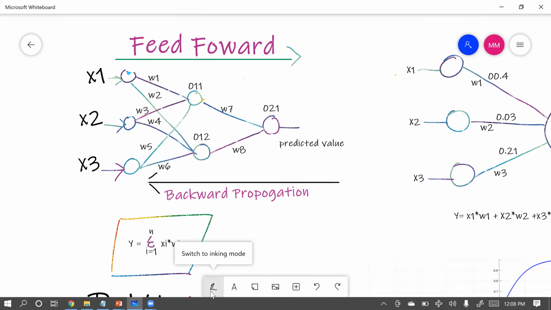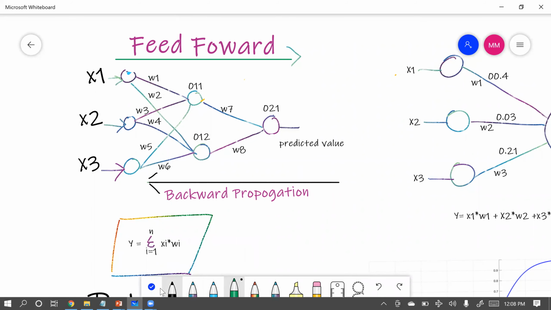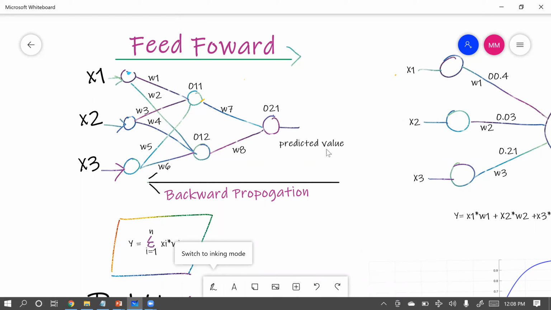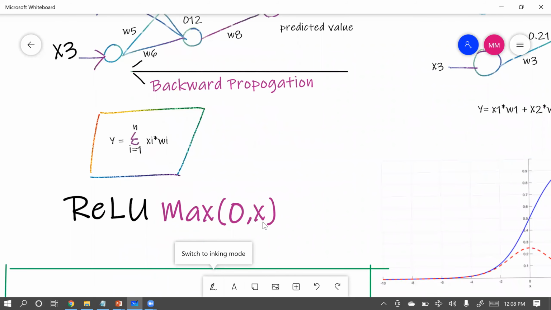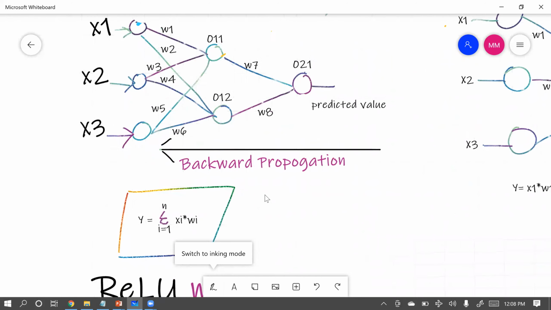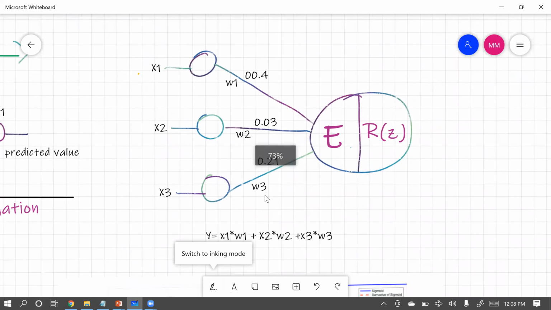Okay, as we all know, normally the output will be the summation of inputs with the weights, correct? So this is what is mentioned over here. Y is equal to the summation of i equals 1 to n of xi into wi. xi is the input, wi is the weight. This is the same thing which we saw in our previous session.